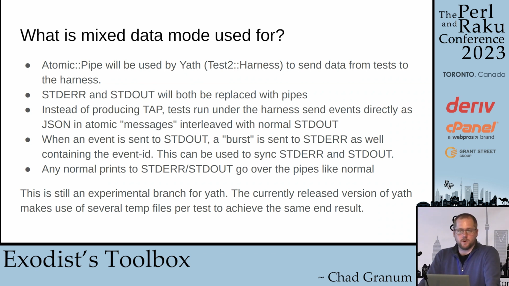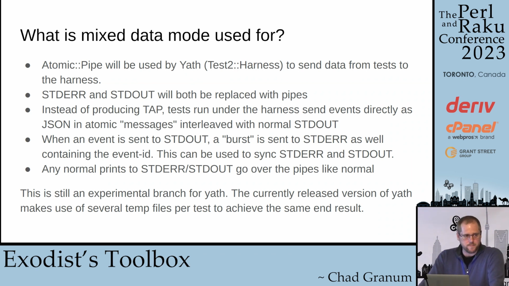However, Test2 under the hood will know that this pipe is there, and any testing events, such as ok, diag, whatever, are going to be sent as JSON lines, as JSON data, as a message across. And every time a message goes out, both file handles will also receive a burst with the ID of the event, which means standard error, standard out, and your events can all be synchronized in time.